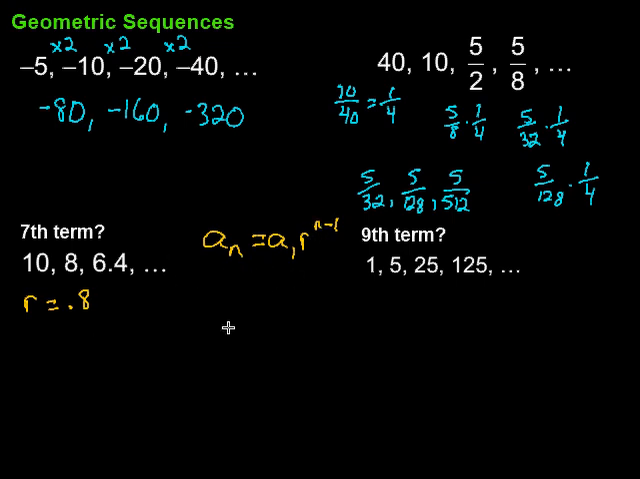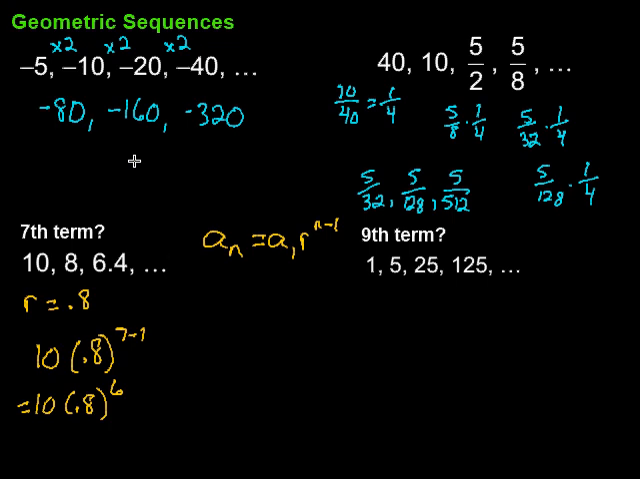Okay, and n is the number of the term that I'm interested in. So in this case it's 7. So let's go ahead and fill those things in. A sub 1 is the first term, so we have 10 times r, which is 0.8. That's our common ratio. Then that's to the n minus 1. I'm interested in the 7th term, so it's going to be 7 minus 1. Okay, then we just go ahead and simplify here. So I've got 10 times 0.8 to the 7 minus 1 power, which would be the 6th.